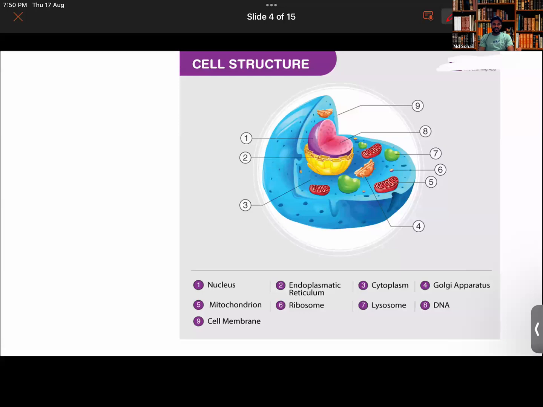Basically, to study microscopic cells, we have microscopes, which magnify them. Now, how do we study them? Many of the cells, under the microscope, will look transparent.